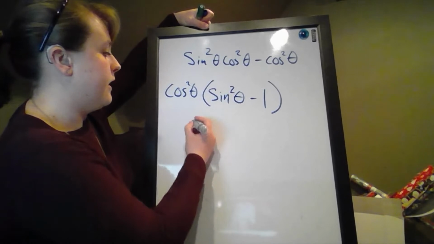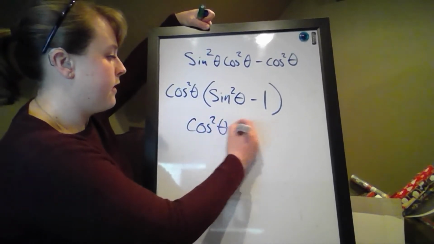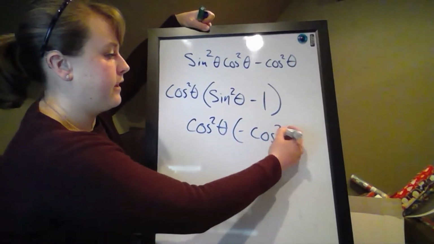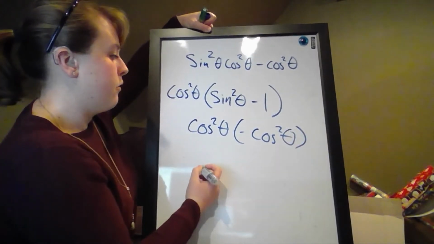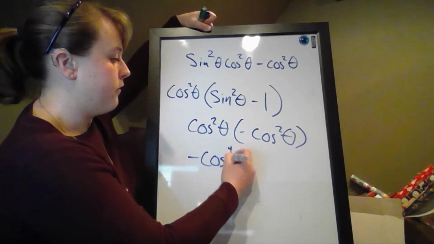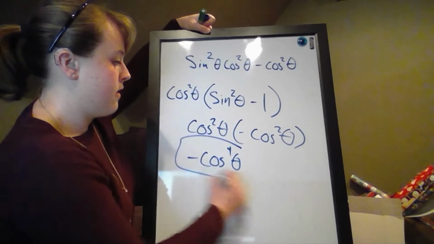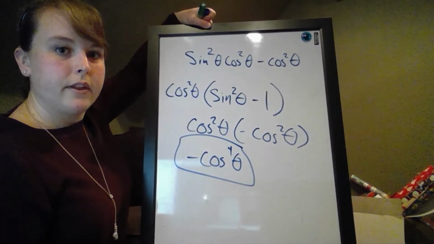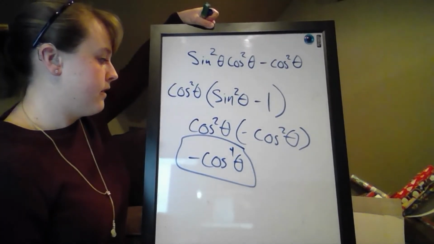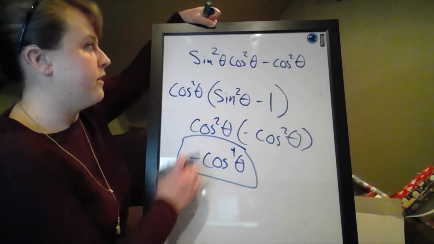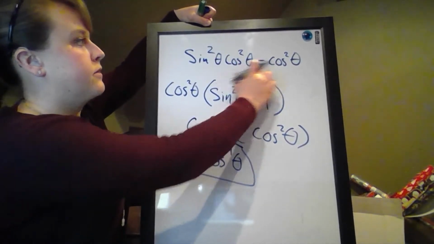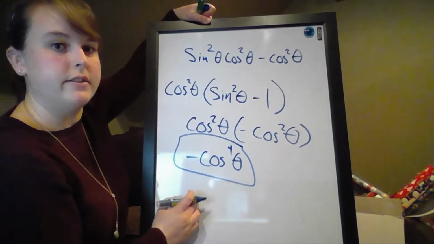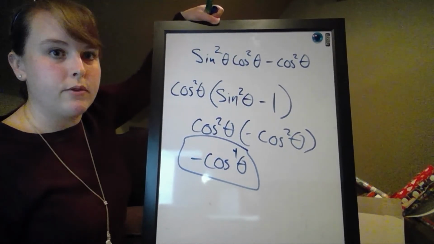So now we get cosine squared times negative cosine squared, which is negative cosine to the 4th. All right, so there we go. That's our answer to this one. This is what sine squared cosine squared minus cosine squared simplifies to. So that's one way that we can do that problem.